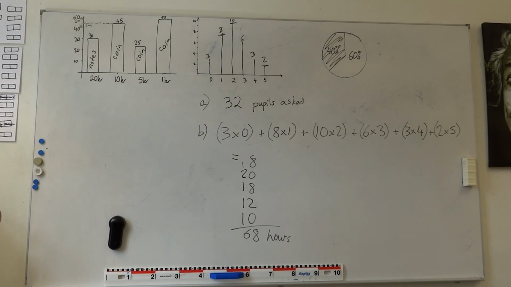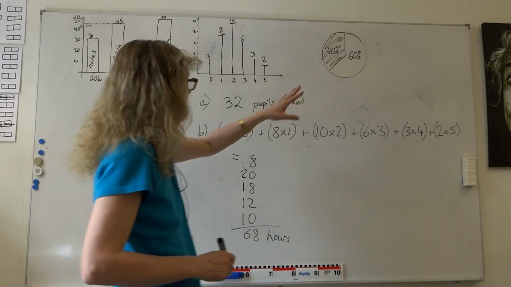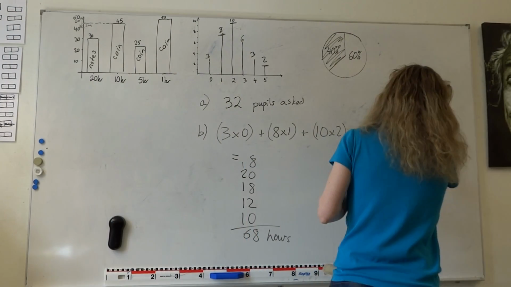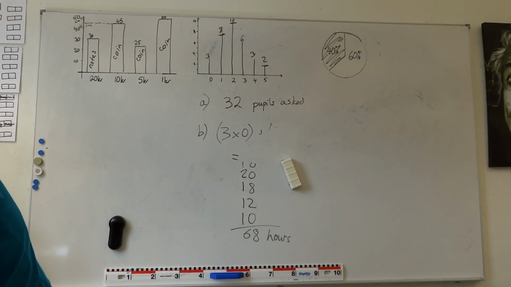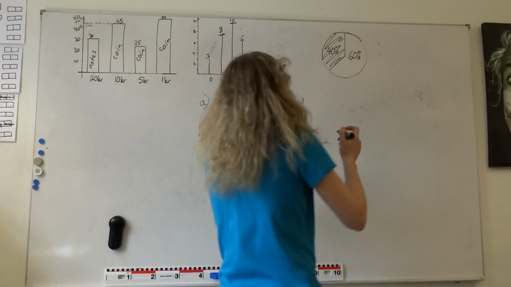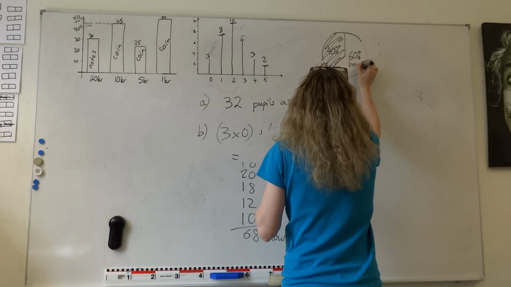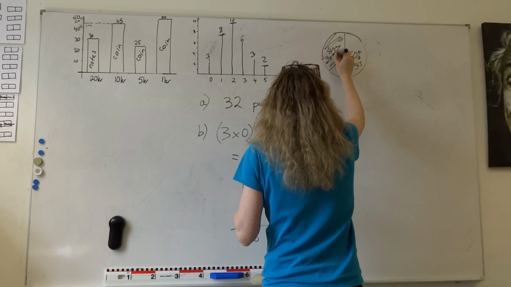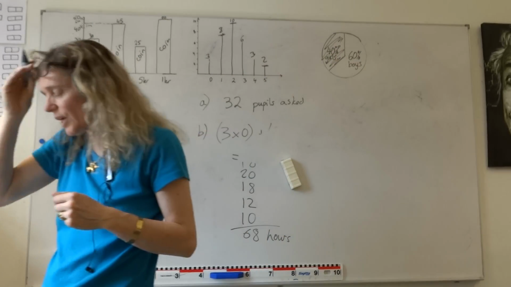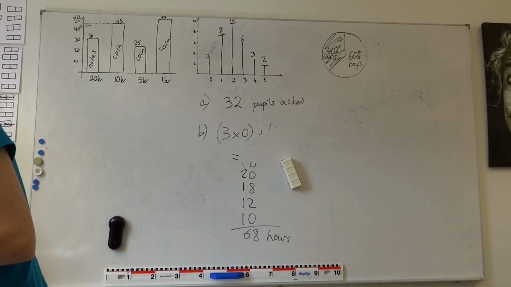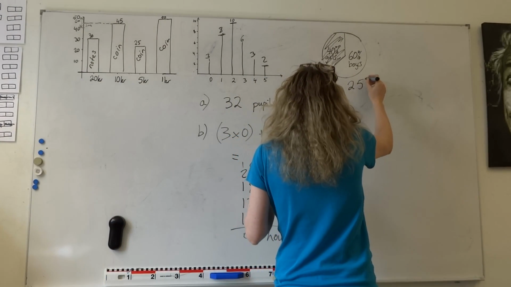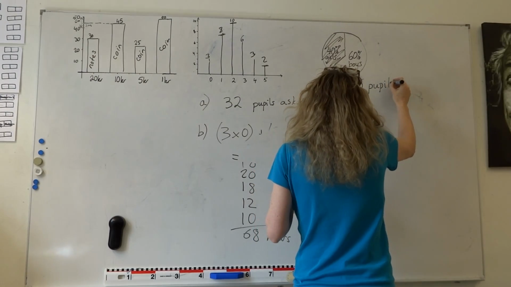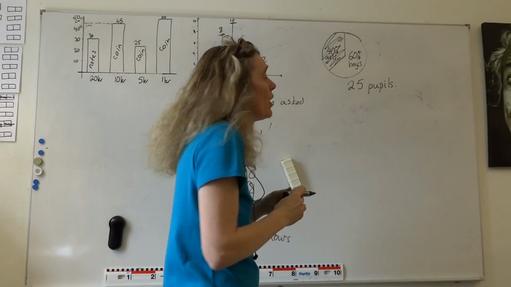Then the next one is we have a circle diagram. And we know that we have 60% boys, yeah. So we had 60% boys, so the 40% here must be girls. And we know that we have 25 pupils. So 25 pupils in total. The question is, how many are boys?